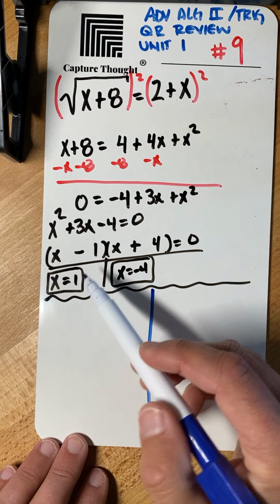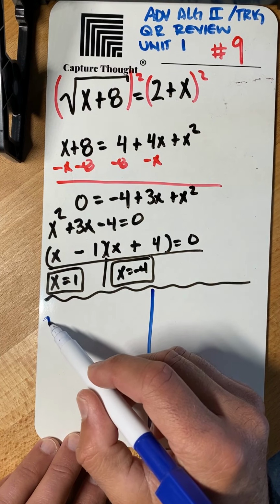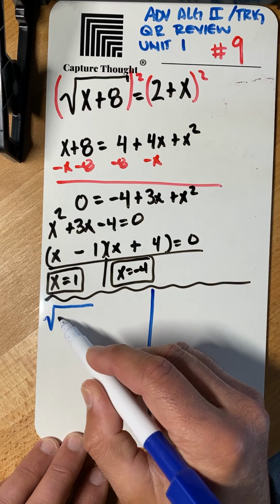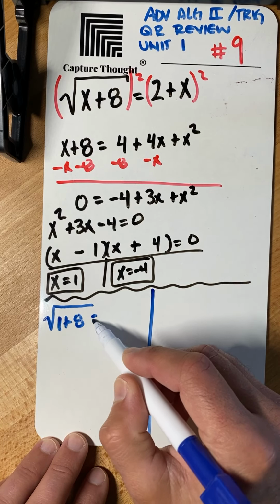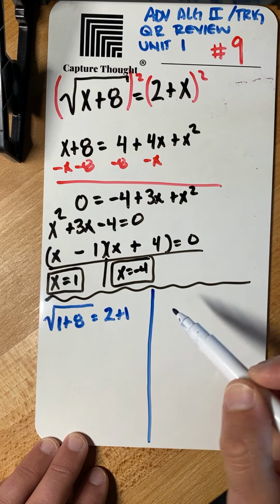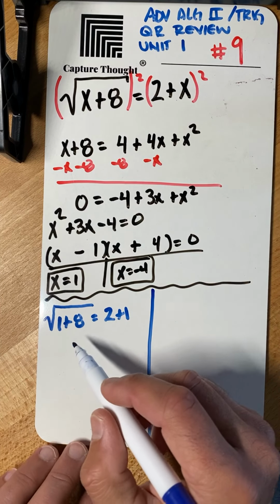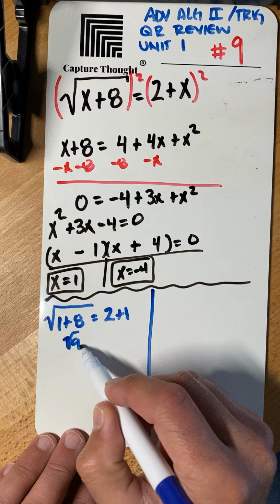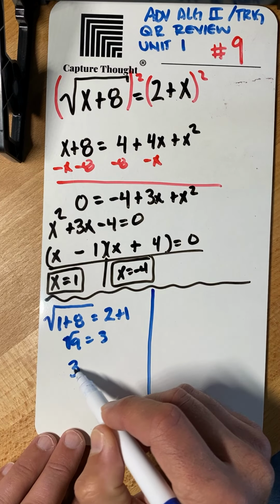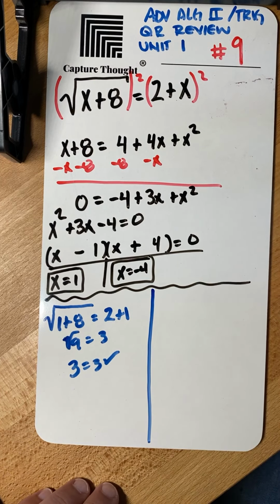So if I plug a 1 back into the original problem, I want to check and make sure, is the square root of 1 plus 8, is that the same thing as 2 plus 1? Remember, I'm plugging it back into the original problem. So the square root of 9, is that the same thing as 3? Yep, 3 is equal to 3. That's a check, that works.